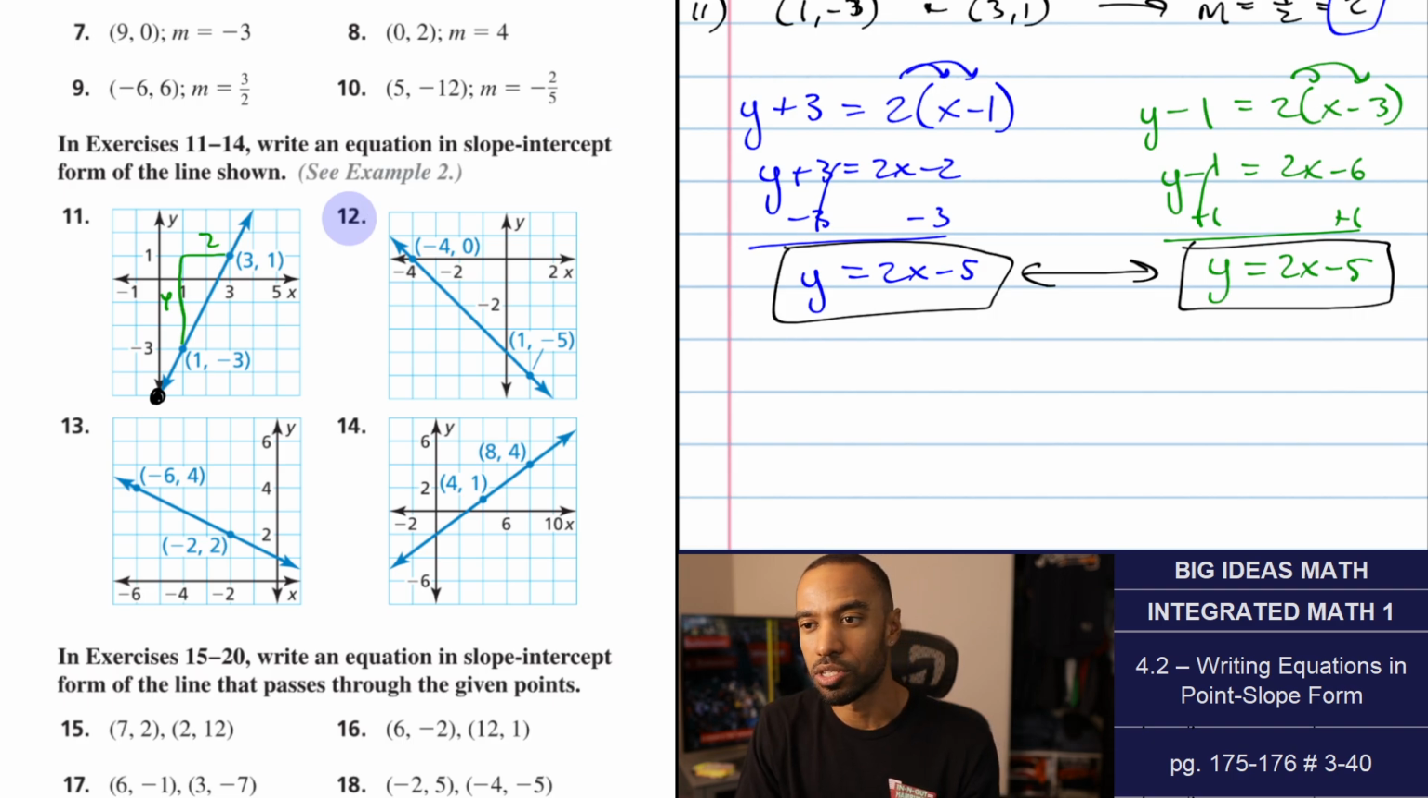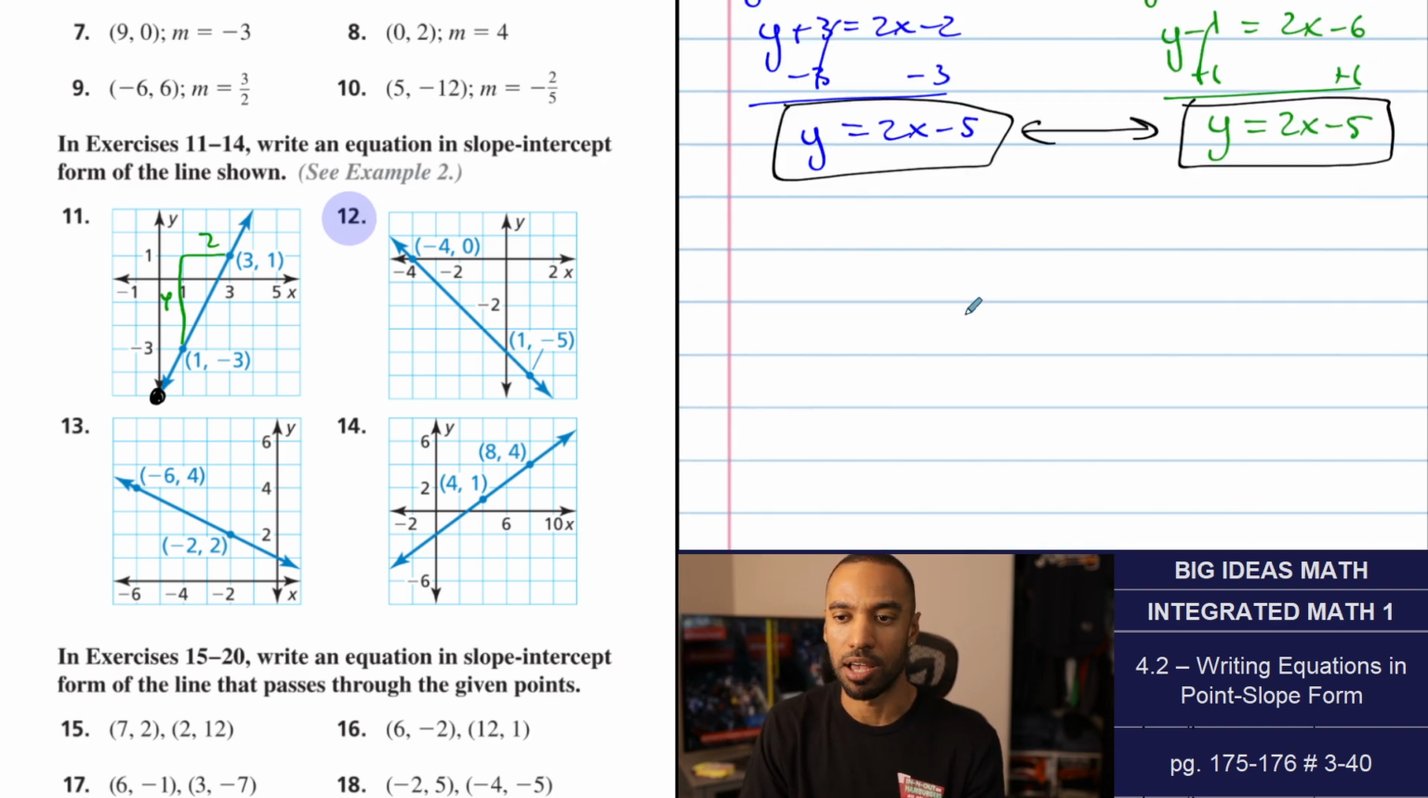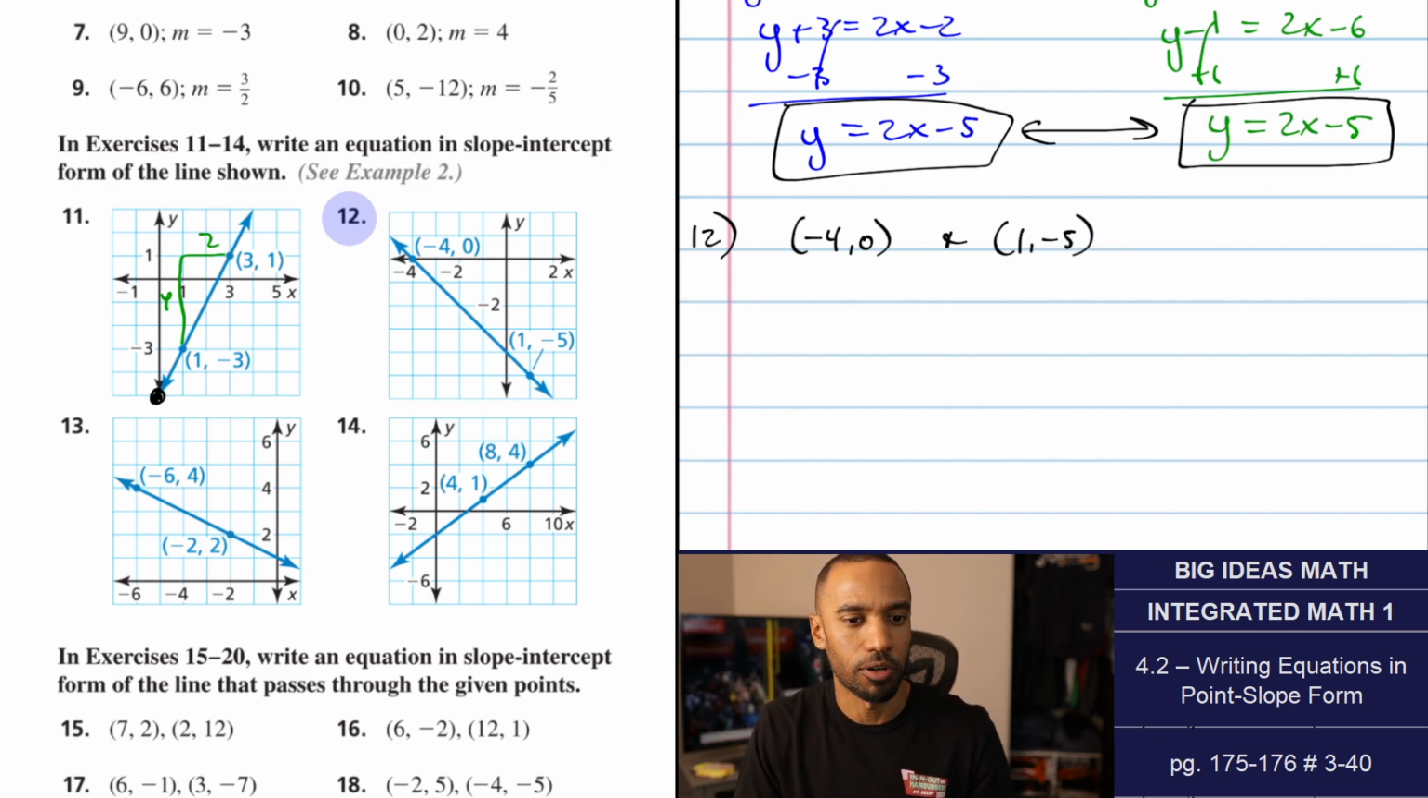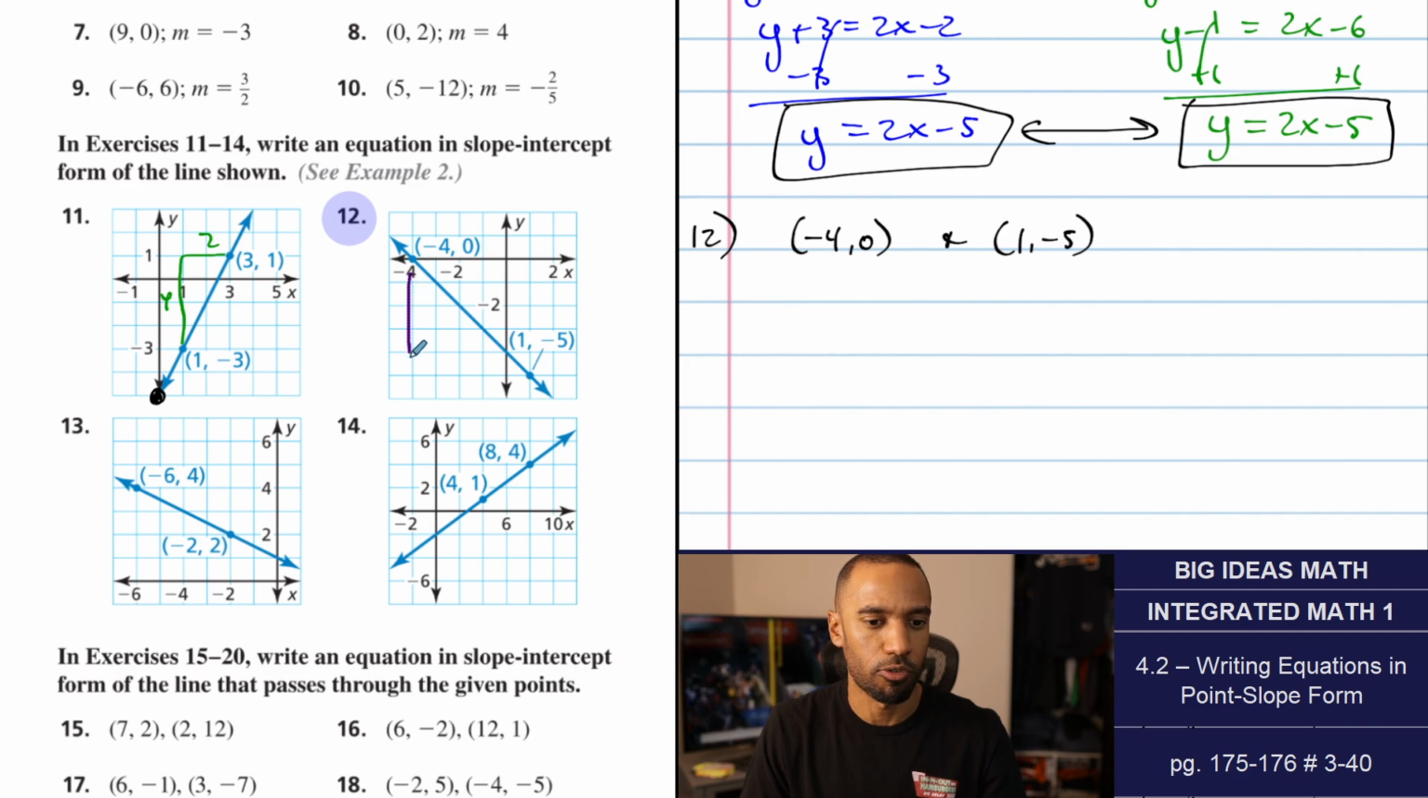Sometimes it's the two smaller numbers, the ones that are positive, one that has 0, things like that. Now, number 12 does have a point with 0, -4, 0, and 1, -5. So our goal, again, is twofold. First, find the slope, then write point-slope form out of it so we can choose a point, plug it in, and get slope-intercept form out of it.